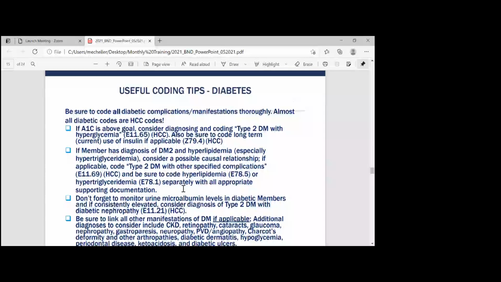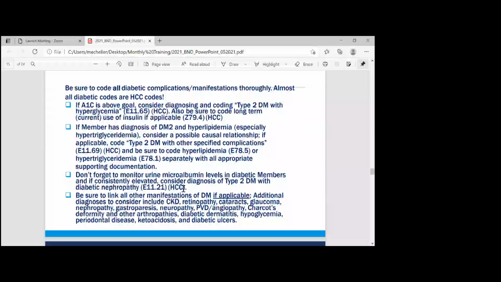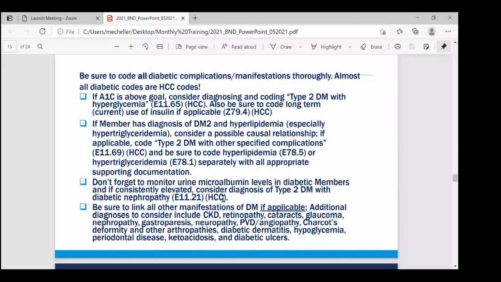So here is our jumbled together diabetes chart. We talk about diabetes a lot. So for the diabetics, if the A1C is above goal, we want to consider diagnosing and coding type 2 diabetes with hyperglycemia. So here are examples of ICD-10 codes for hyperglycemia and diabetes type 2. Also remember to code long-term or current use of insulin if it is applicable in the patient's chart. So if a member has had type 2 diabetes with hyperlipidemia, consider possible causal relationships. So there are diagnosis codes that, when billed or submitted together, have a causal relationship, and in some cases there is an additive value on the RAF score. So here are examples of additional diagnosis codes that could be submitted with the primary diabetes type 2. And remember to have your supporting documentation in the charts.